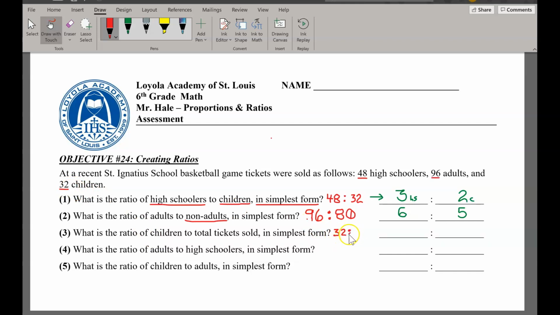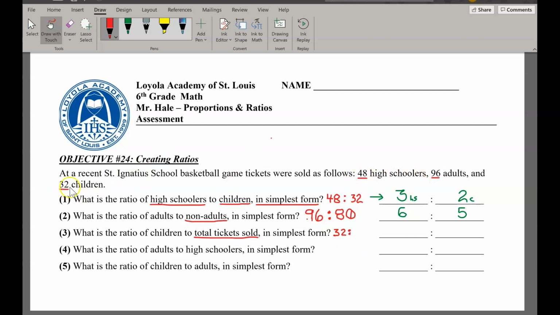Put our colon in the middle. And then total tickets sold. Just like non-adults in number 2, this is not something that is explicitly given to us in the description, but I think we can figure out this number just by what it's asking us to find. We want to know the total number of people at the basketball game. So we're going to add up all the tickets sold. 48 plus 96 plus 32.